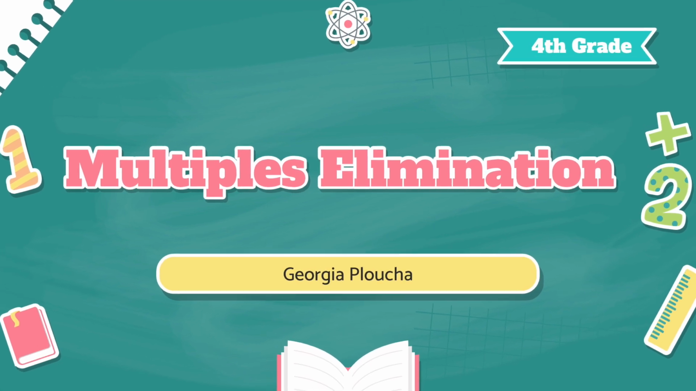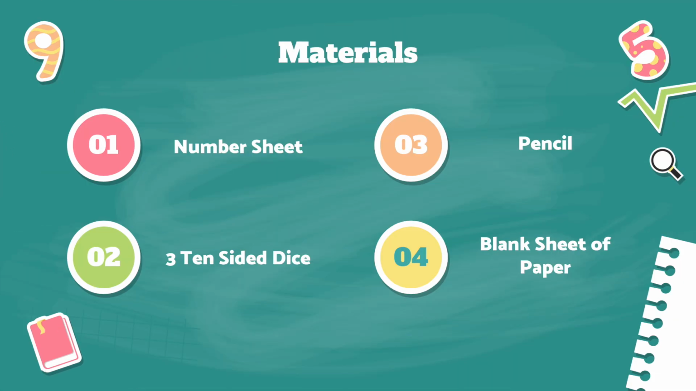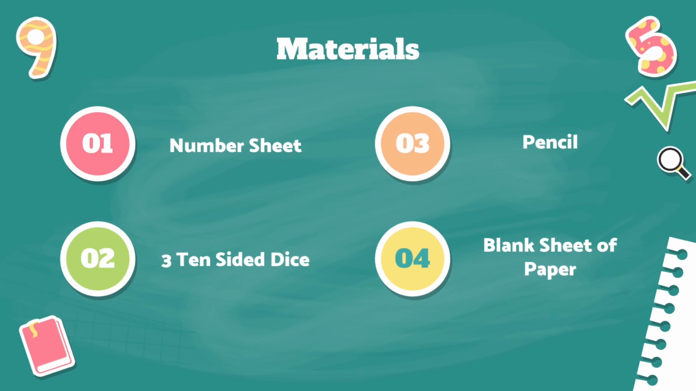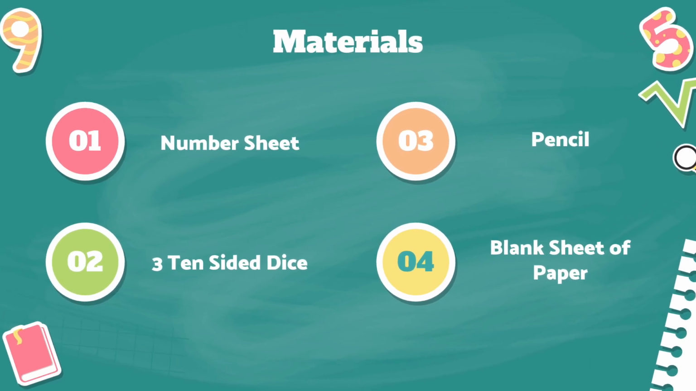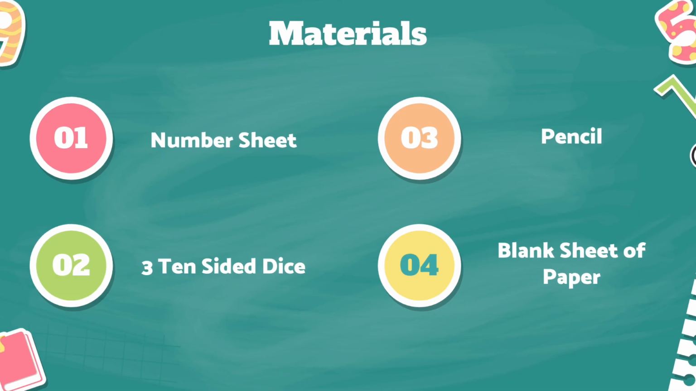Multiples Elimination, a game by Georgia Plocha. The materials that you'll need for this game include 3 10-sided dice, a number sheet, pencil, and a blank sheet of paper.